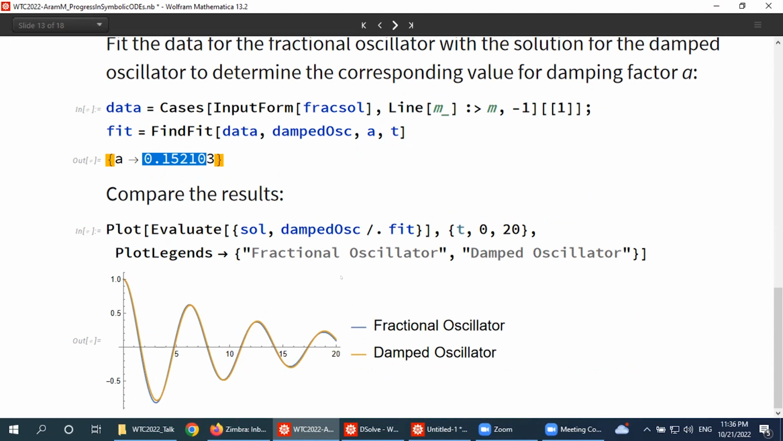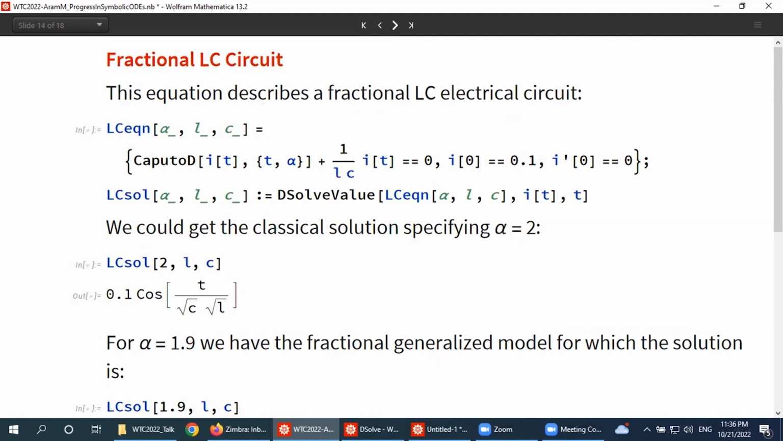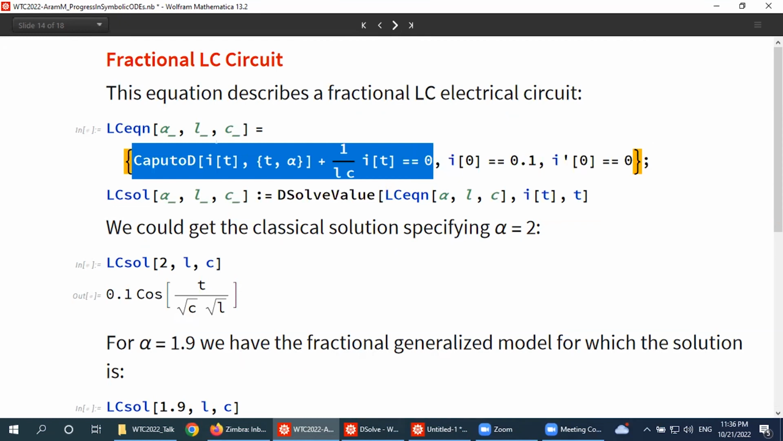And here is a similar example. Let's consider the electrical LC circuit. The equation for current in an electrical LC circuit is a second order differential equation. So this is the equation. I just replace the second derivative of the current by the Caputo derivative of order alpha here. And we can solve this equation using DSolve or DSolveValue.